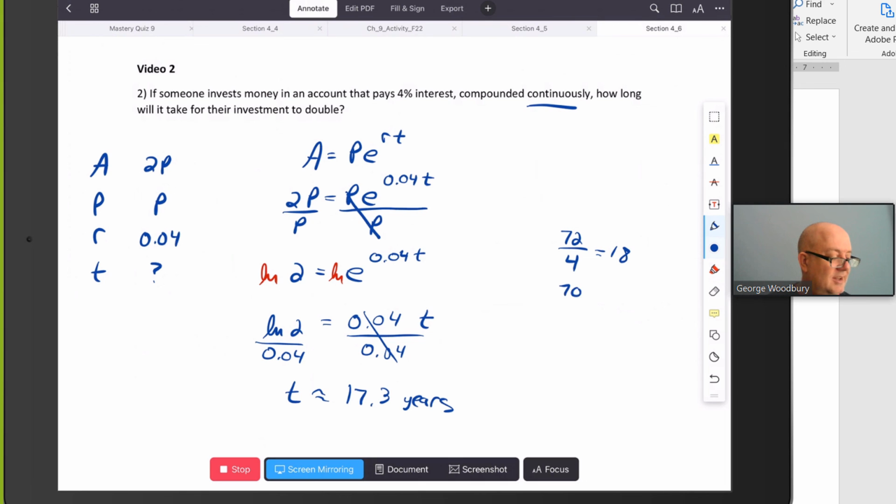Some people use 70 instead. 70 divided by 4 is 17.5. In this case, that's a little closer, right? I think we use 72 because it has more factors. So 70 you can't divide by 6, but you can divide 72 by 6, etc. All right, anyway, that's doubling time with compounding continuously.